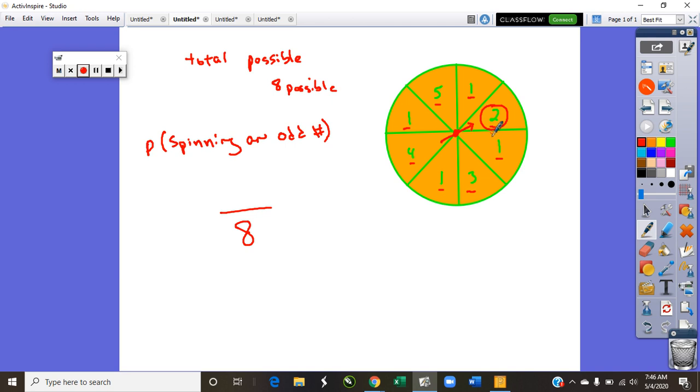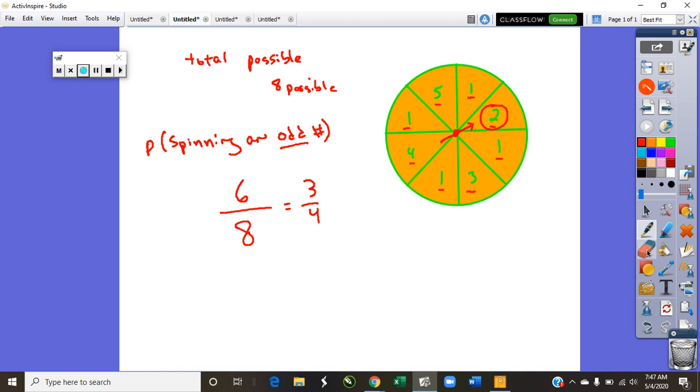Now let's look at all of these results and see how many of them are odd numbers. That one's odd, isn't it? So 1, 2, 3, 4, 5, 6. So 6 of these 8 numbers are odd numbers. So this could reduce to what? 3/4. So we could write it as 0.75 or 75%. Okay, I hope this is making sense.